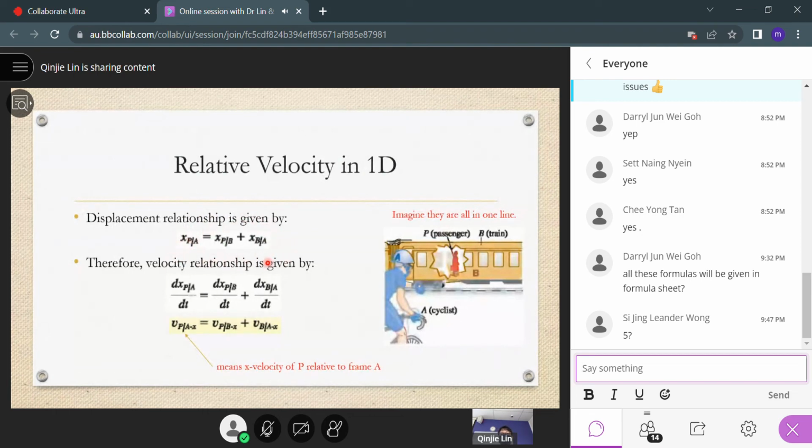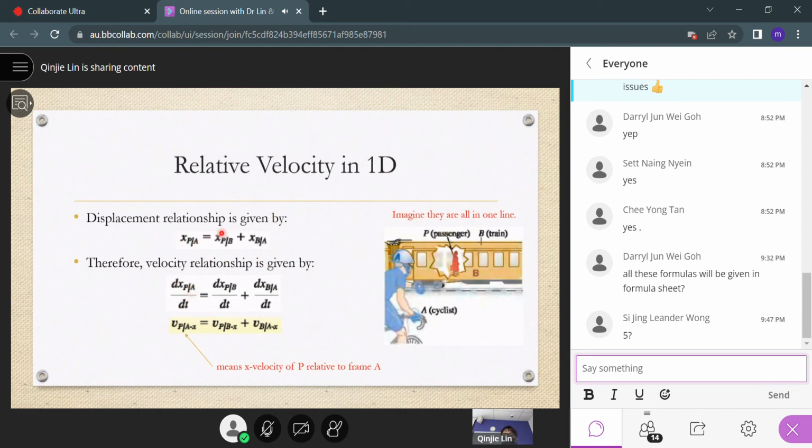This is how we do relative position. Okay, so PA, that means P relative to A, P relative to something that's not moving, is equal to P relative to B plus B relative to A. Later, you see one example, it will be clearer. Okay, but this is the formula. So this is the position, right?